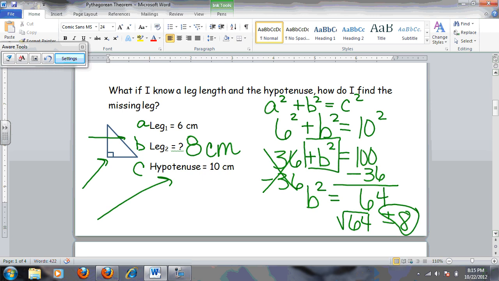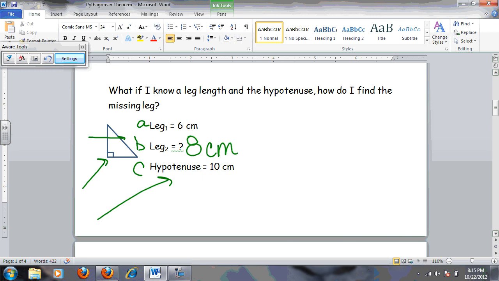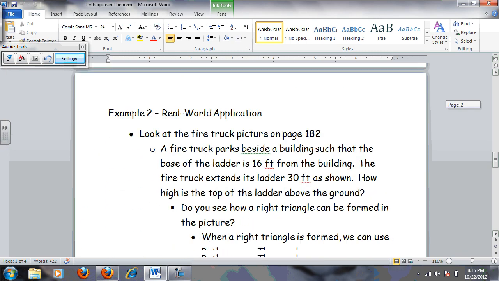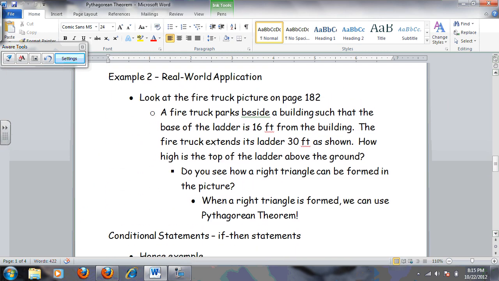Many things we can do using the Pythagorean theorem. Okay, that covered example 1, using the Pythagorean theorem. Let's look at some real-world applications to this. Many people find fire trucks very interesting, especially when you have the ladder truck. If you look at the picture on page 182, look at the picture as I read to you this information.